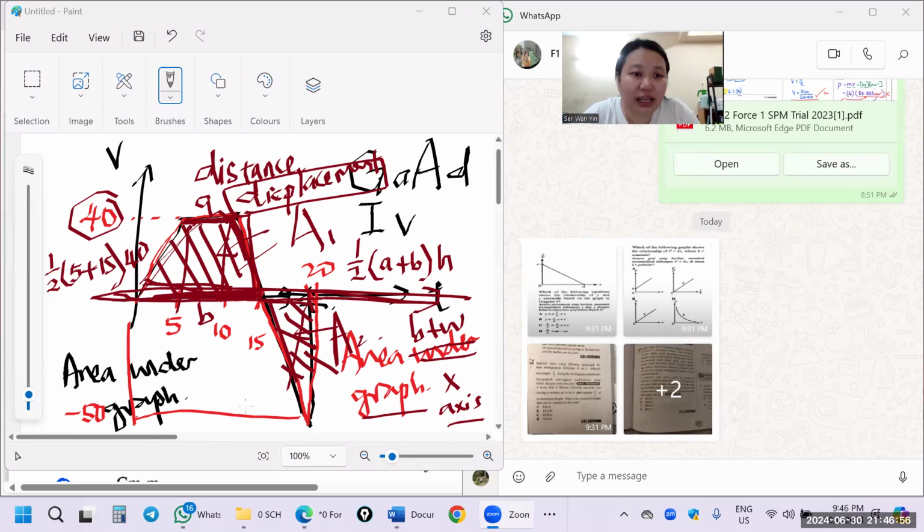Okay, so find the area and add them together. If I ask for distance, you add them. For displacement, you minus because this is positive, this is negative. Understand?